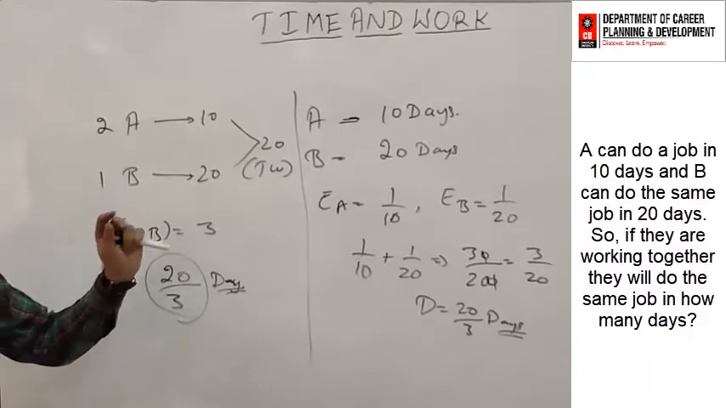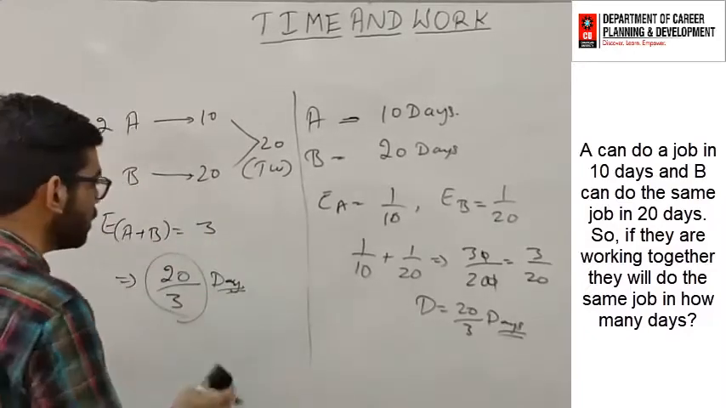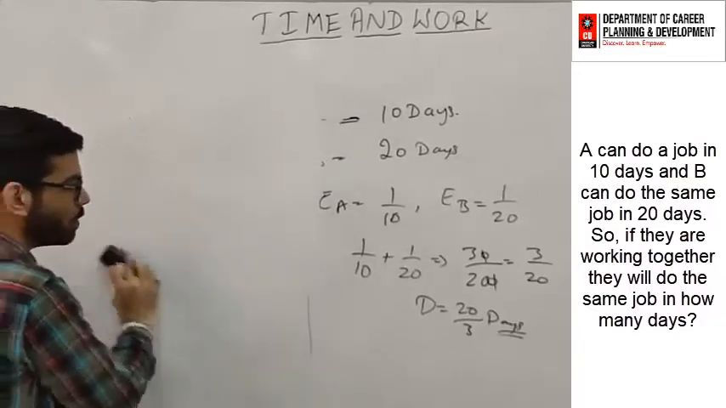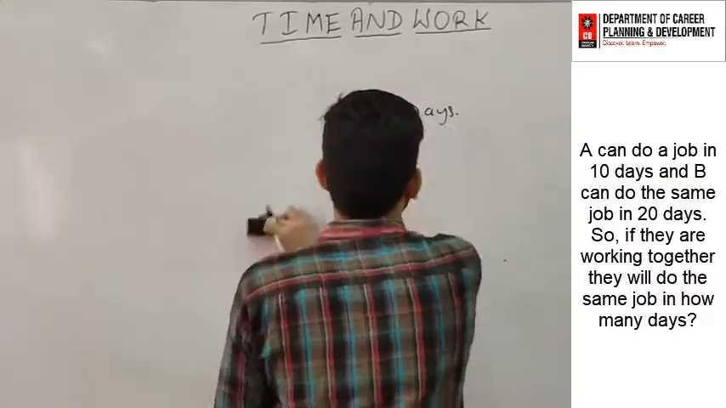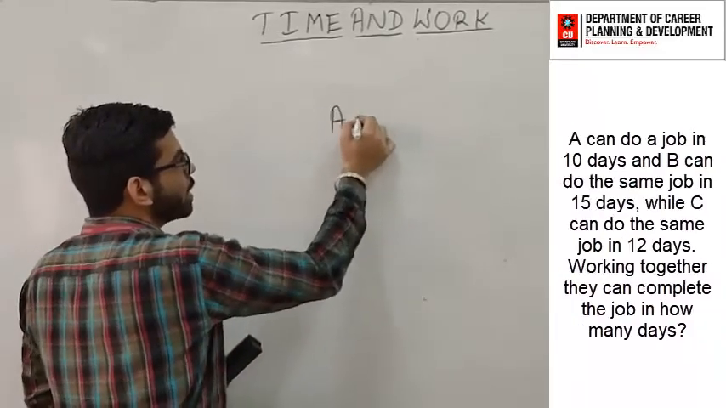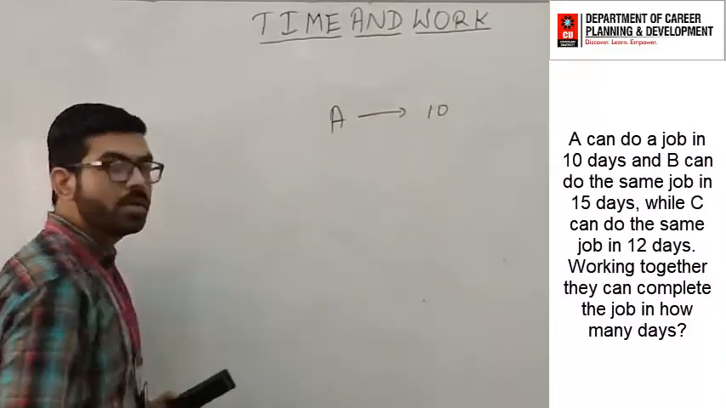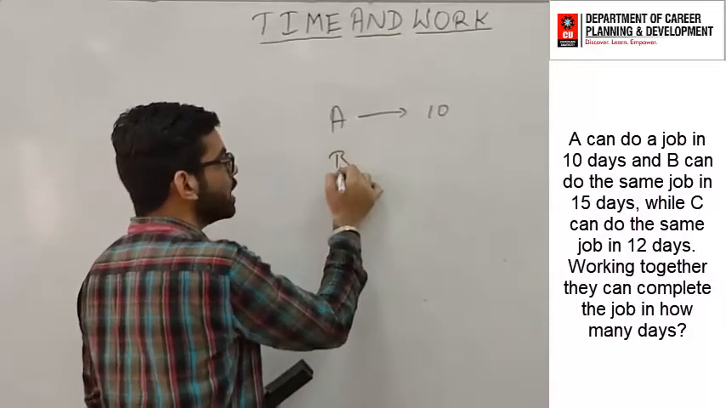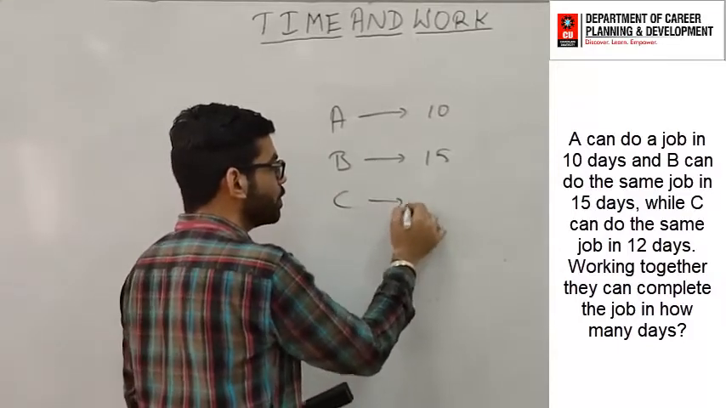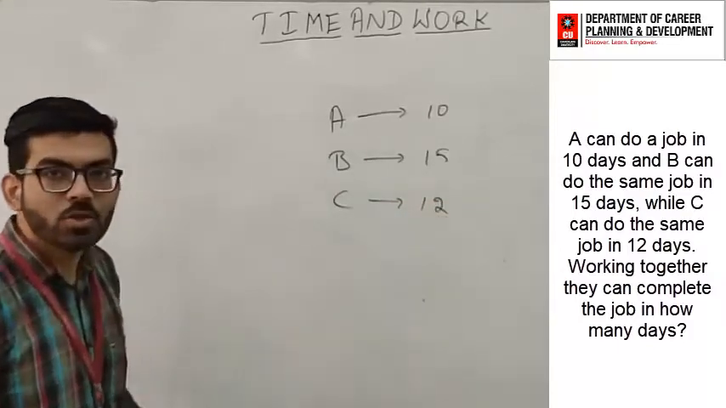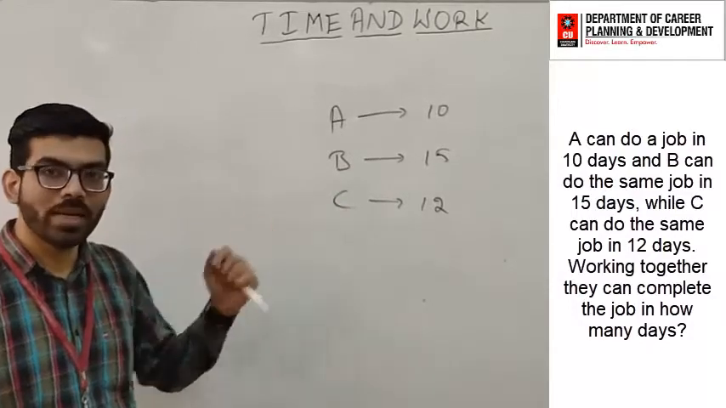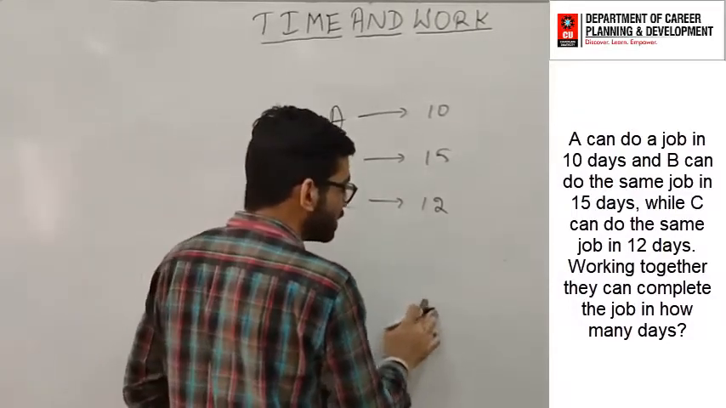Let's see another question where 3 persons are working. How to solve that type of question? We solve this type of question directly by the LCM approach. Let's take an example: A can do a job in 10 days, B can do the same job in 15 days, and C can do the same job in 12 days. So together, A, B and C will complete the whole job in how many days? This was the question.